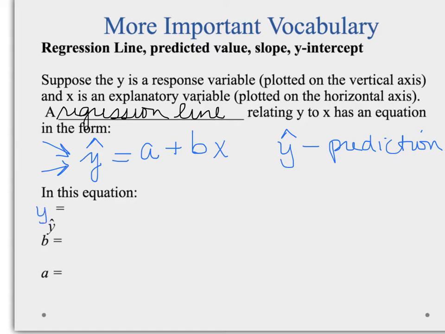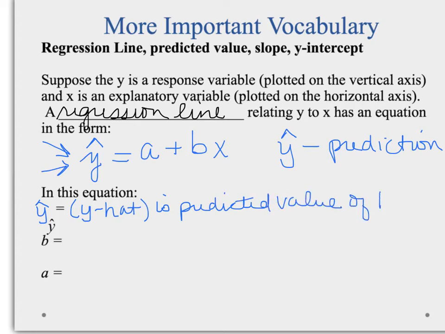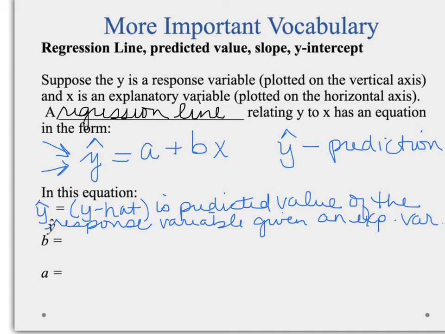So, for some reason, this didn't carry through well. But y hat, if you need to write this down, you can. So you know that this is y hat. We'll be doing a lot of things that have hats on them for predictors. Y hat is the predicted value of the response variable given an explanatory variable. Sorry, ran out of space.